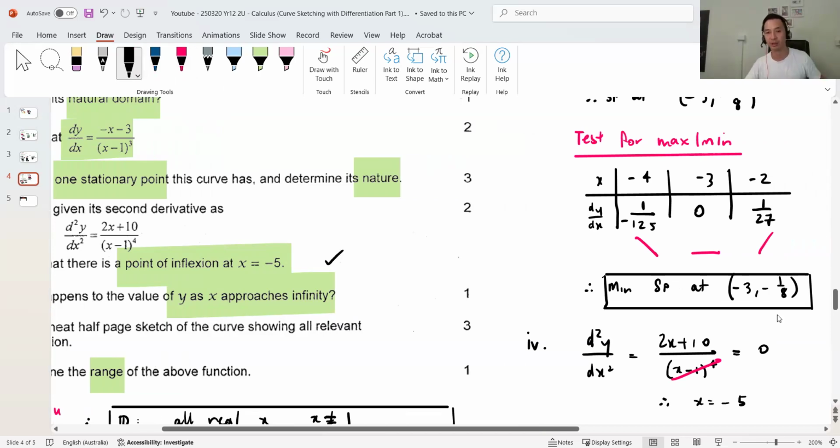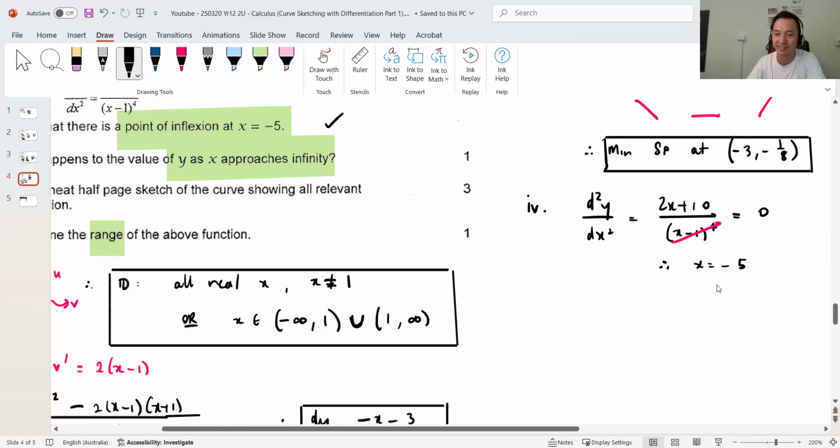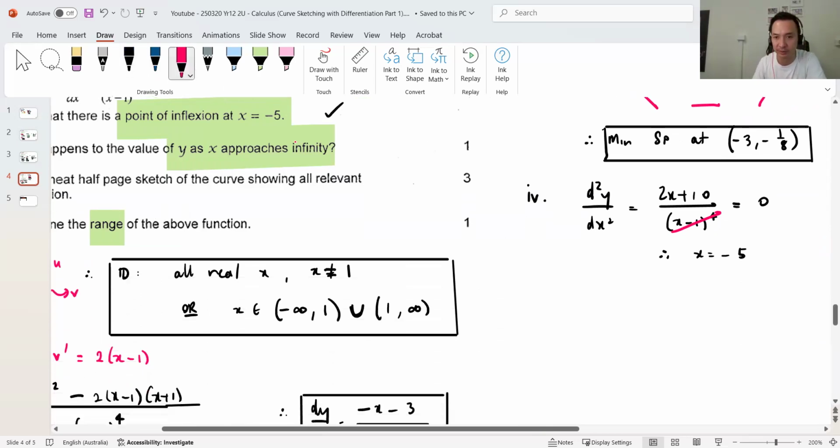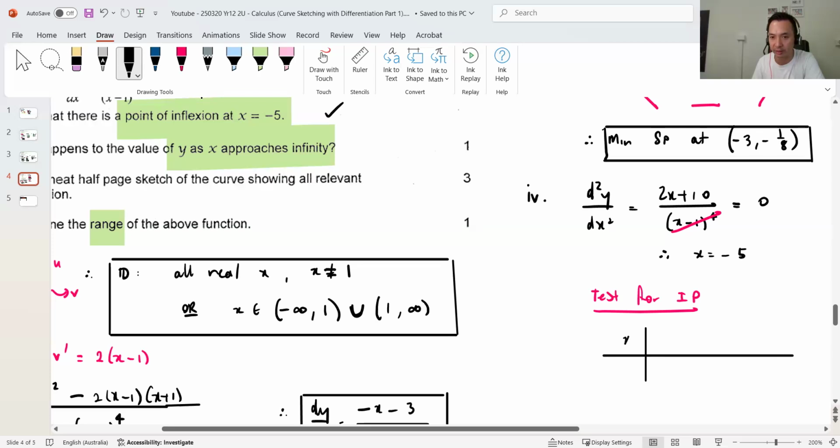Now, because it's 2 marks, I need a test. So test for inflection point, where once again, table method, where x and the second derivative now. So you write the second derivative like this.